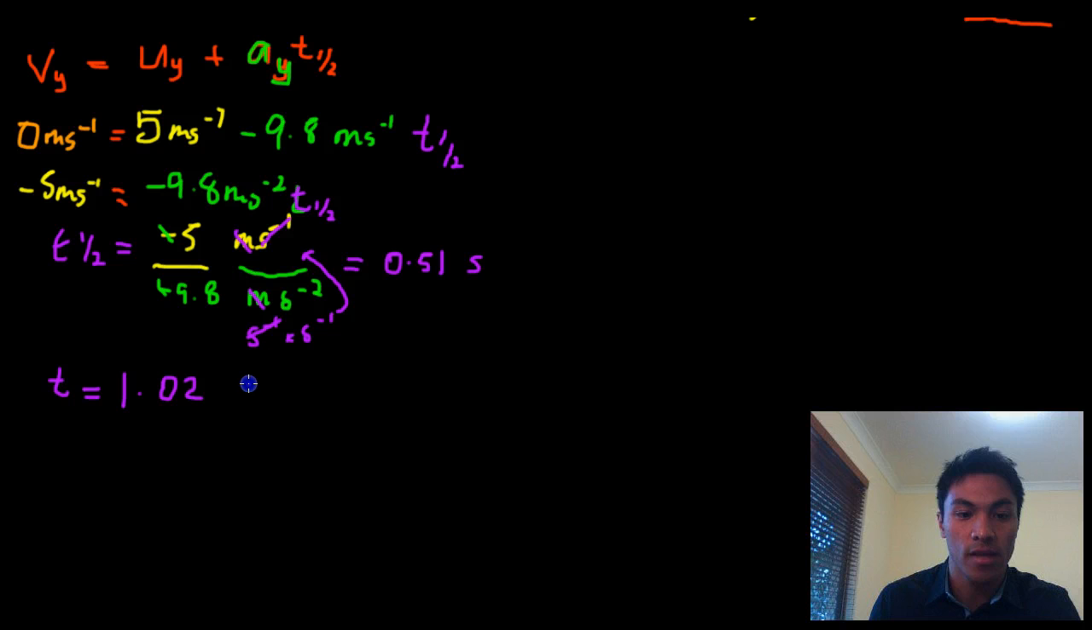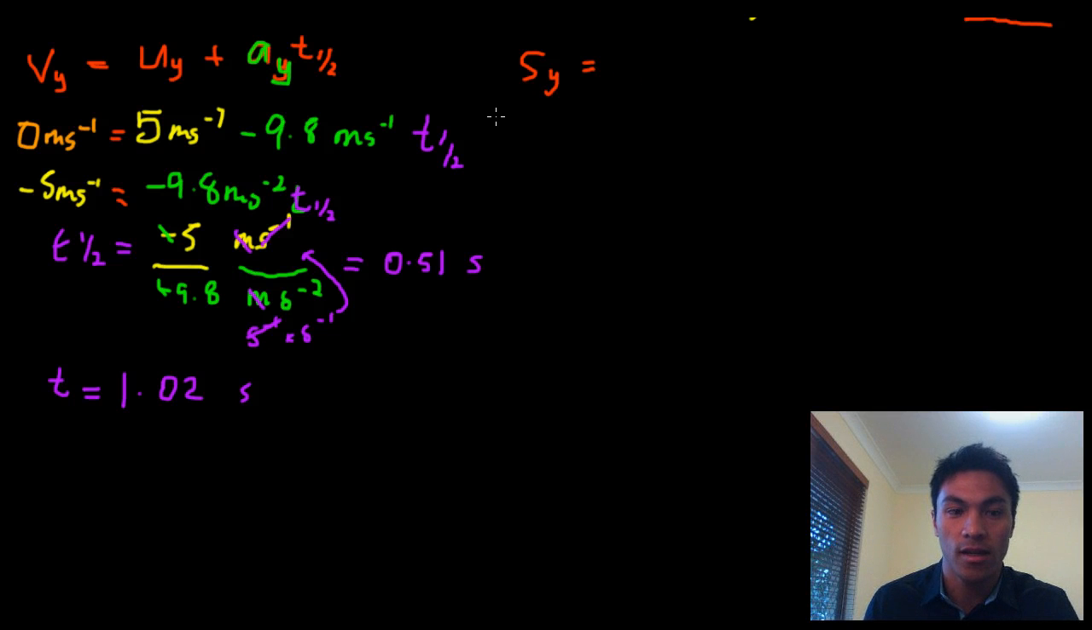1.02 seconds. That's how long it will take for the whole complete motion. So let's have a look at this particular time, at time half. We know that the displacement in the y direction will be maximum. So displacement equals u_y t.